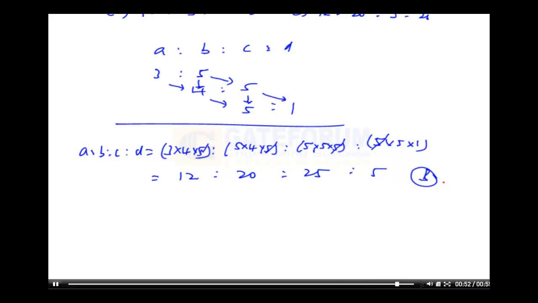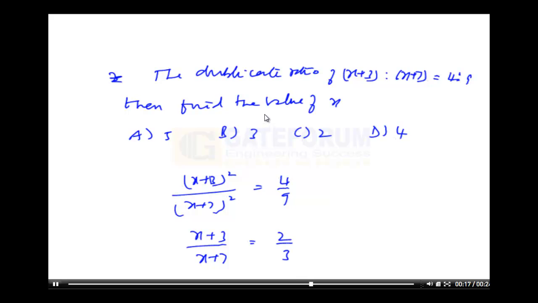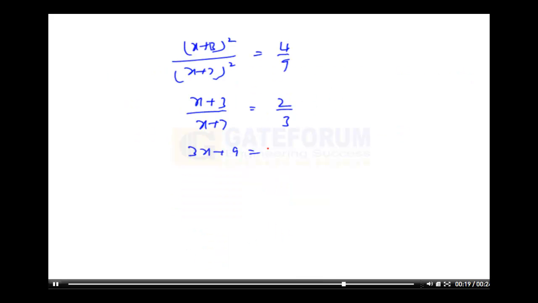Because one page, one question. Duplicate ratio is the square of the ratio of the terms. Say 4x plus 3 whole square by x plus 7 whole square is 4 by 9. That will give you x plus 3 by x plus 7. We take the positive root, cross multiply, 3x plus 9 is 2x plus 14, so x is equal to 5.